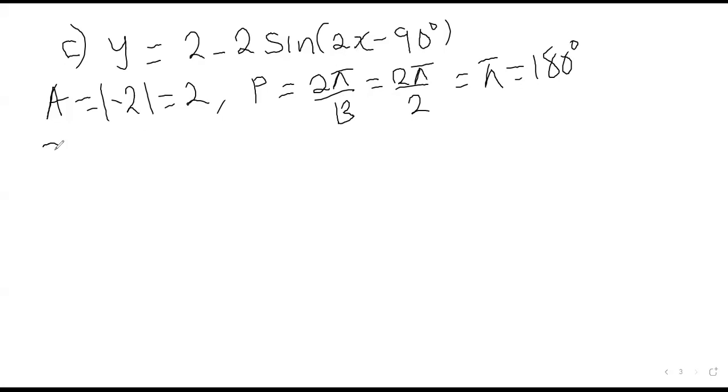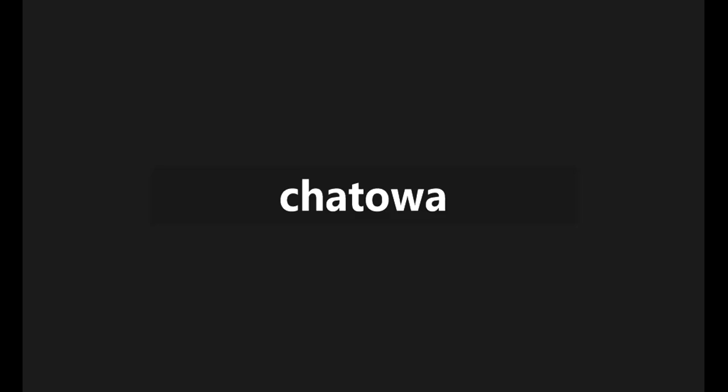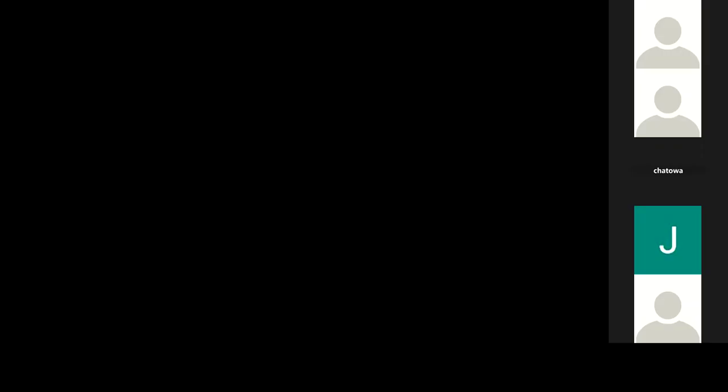Next, the scale, very important. The scale is equal to period divided by 4. So it's 180 degrees over 4, which is equal to 45 degrees. So we continue.